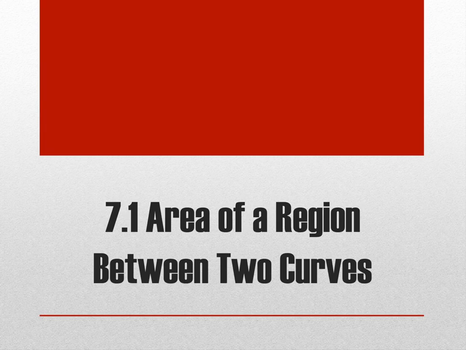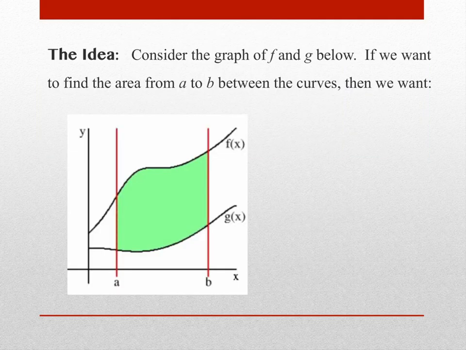But before we get to that, in 7.1, we're going to be looking at a 2-dimensional feature that we're going to need in sections 2 and 3. Okay? So this is area of a region between 2 curves. And we're going to consider this image.